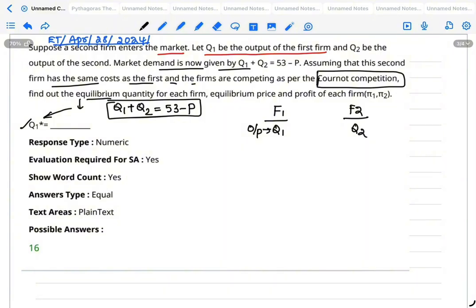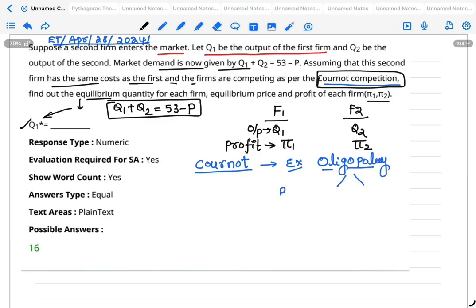And pi 1 and pi 2, these are the profits. The profit for firm 1 is pi 1 and for firm 2 is pi 2. Pi represents the profit according to the lectures. So what is given in the question is a Cournot competition. That is, two firms compete in Cournot competition. This is an example of an oligopoly market.